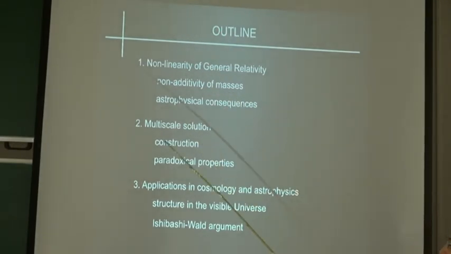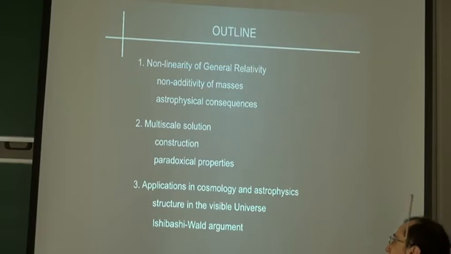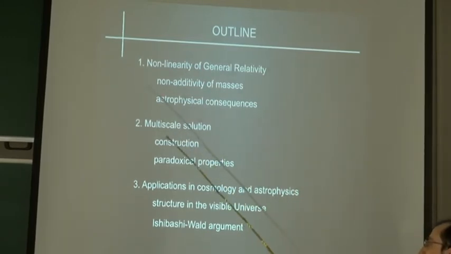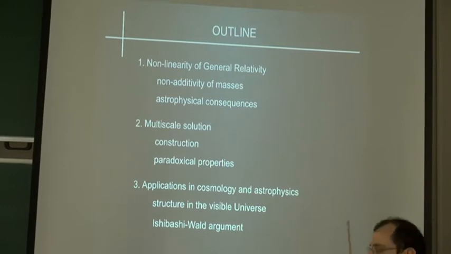So first, as an introduction, I will discuss the problem of nonlinearity of general relativity and how it matters. In particular, I will discuss certain types of nonlinearity, that is, the non-additivity of masses in GR, and its astrophysical consequences. I will then present the main topic of my talk, a thing I call the multiscale solution, which has certain paradoxical properties, which may challenge very naive expectations as to when the nonlinear effects of GR matter or not. And finally, I will talk about the applications of this result to cosmology and astrophysics.